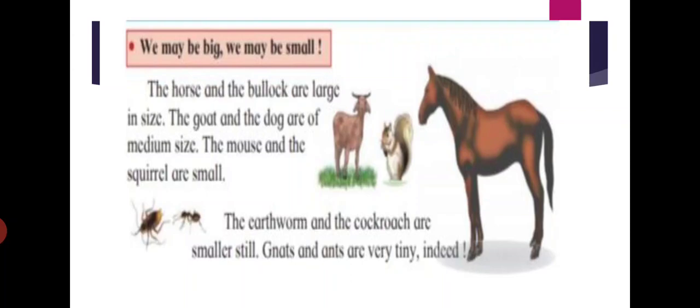The horse and the bullock are large in size. The goat and the dog are of medium size. The mouse and the squirrel are small. The earthworm and the cockroach are smaller still. Gnats and ants are very tiny indeed. It means that students, we can identify animals by their shape or size. This animal may be small, this may be big, or this may be tiny.